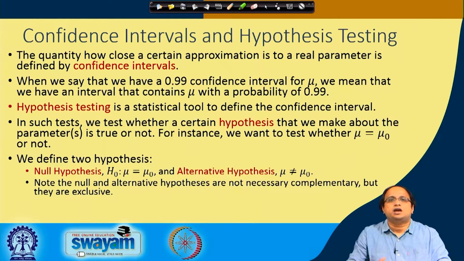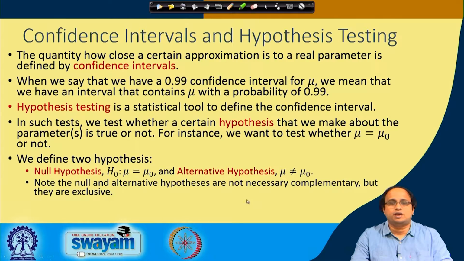For example, we want to test whether mu is equal to mu 0 or whether mu is not equal to mu 0. So, what we do is that we make two hypotheses. One is a null hypothesis denoted as H0, described as mu equal to mu 0, and there is an alternative hypothesis, which is mu is not equal to mu 0.